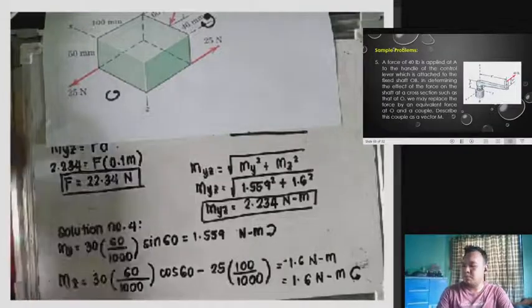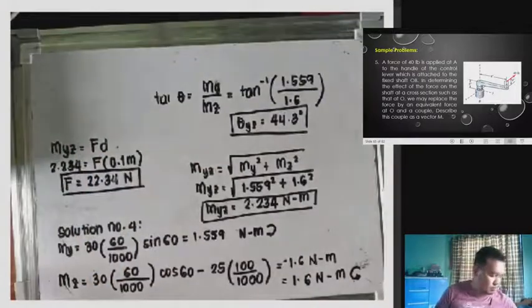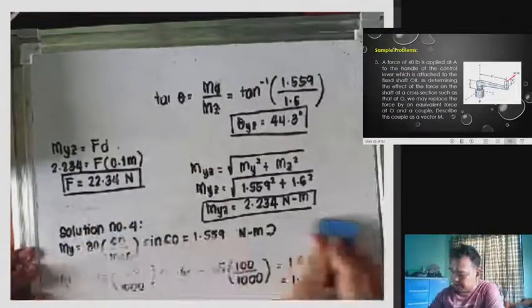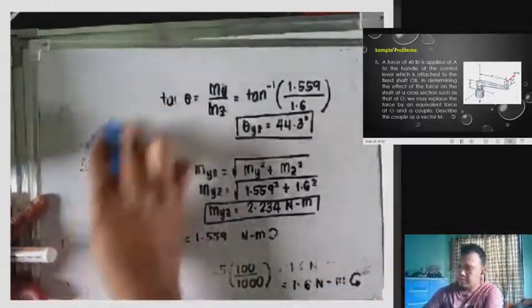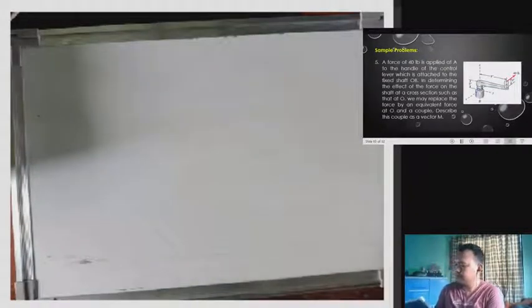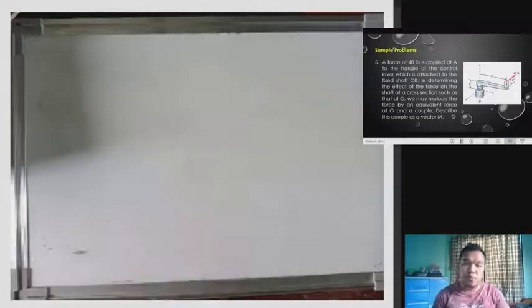Okay, we have here example number 5. Burahin ko ulit yung problem. Okay, gamitin muna natin itong malinis na board na to. We have here problem number 5.